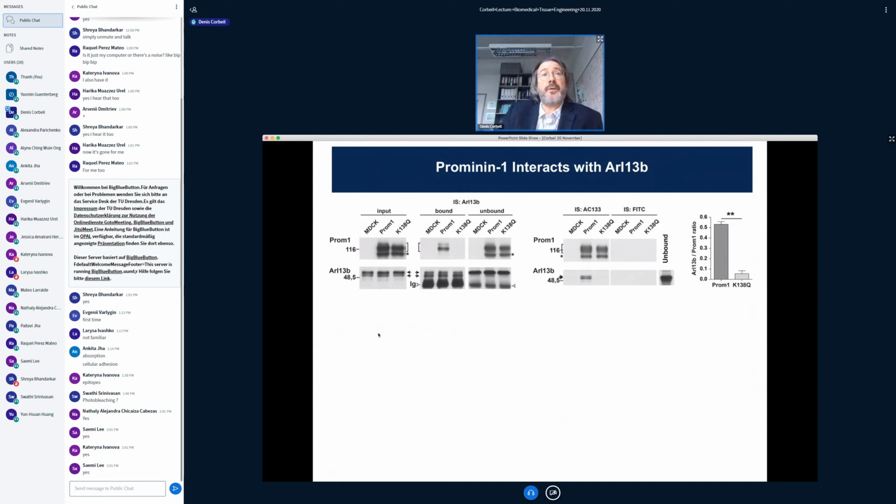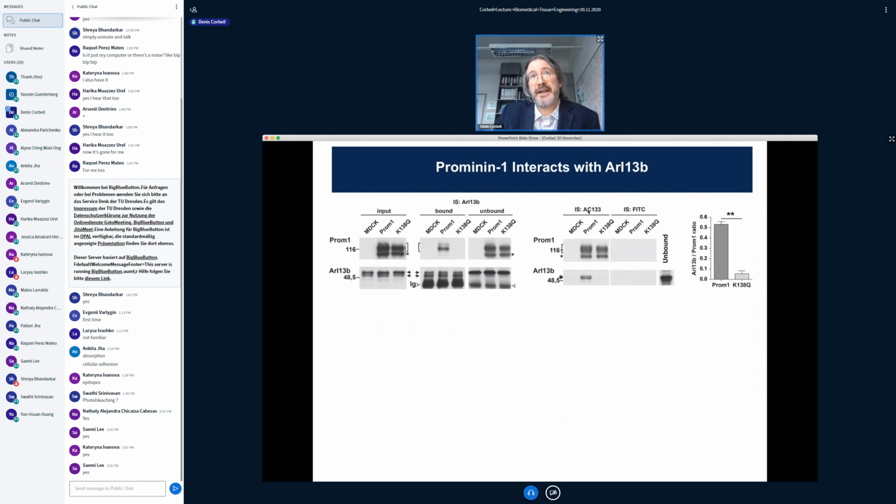To make a very, very long story very short, we asked whether prominin can also bind to this IL-13B. So we did immunoisolation of this protein, and we can pull down prominin 1. We do not pull down the mutant, which is the one that should interact with the other enzyme, which removes the acetylated group.